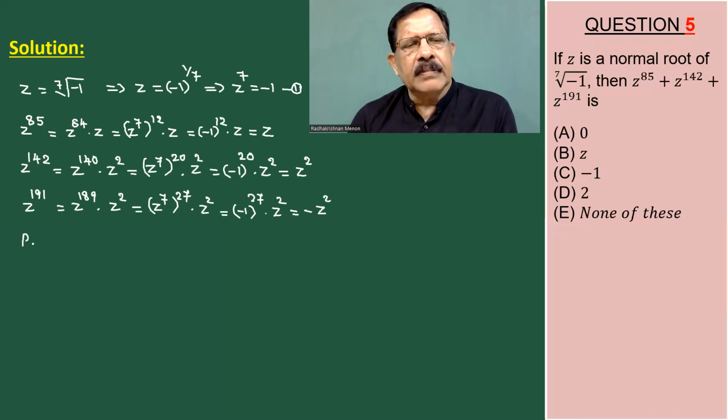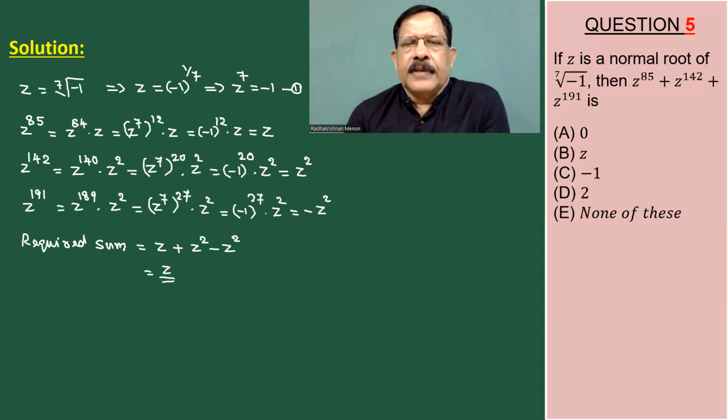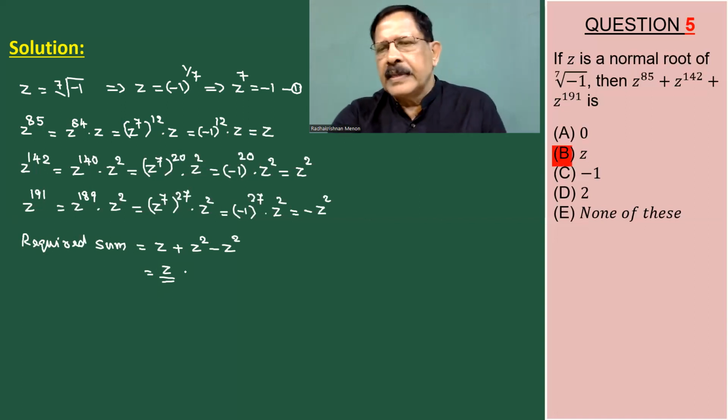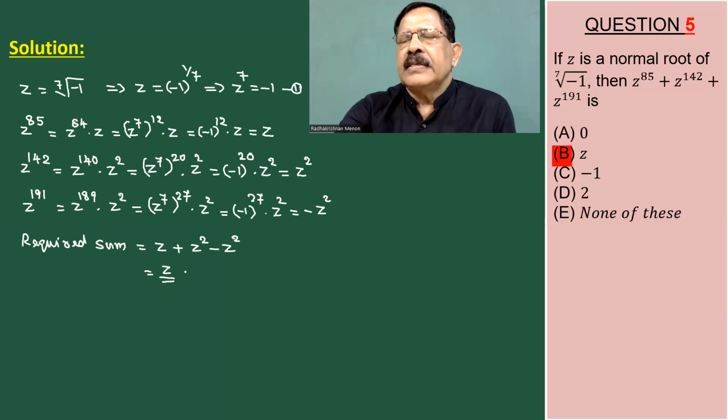So required sum. So when you add it, what are you getting? Required sum equal to Z plus Z squared minus Z squared, which is equal to Z. So the answer for that question is Z. It is appearing as option B. That is the 5th question. Now let's go to the 6th question.